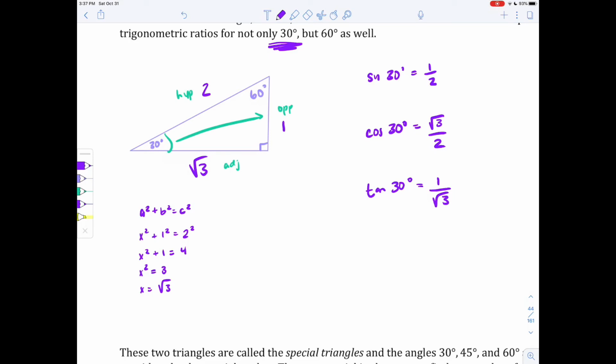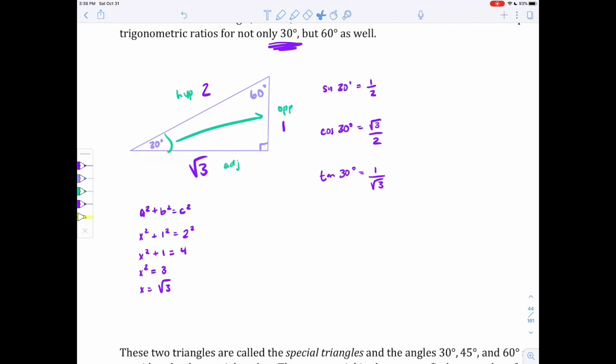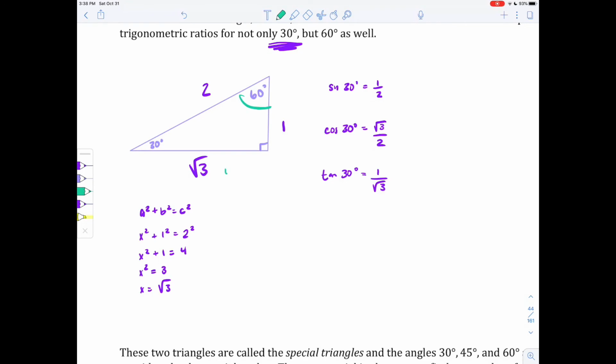We could do the same for our 60-degree angle. I'm just going to move this guy over, if I can. And we'll just cruise through it. So if I'm looking now in relation to my 60 degrees, my root 3 is now going to be considered my opposite. My 1 is now going to be considered my adjacent, and my 2 is still, as always, my hypotenuse.